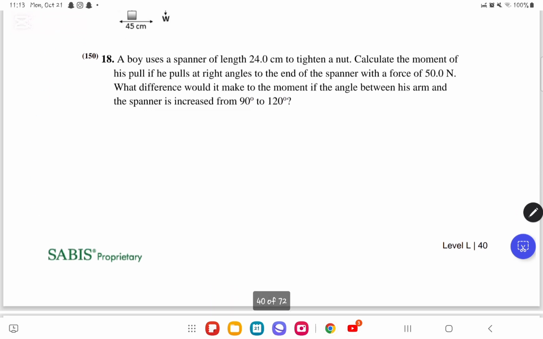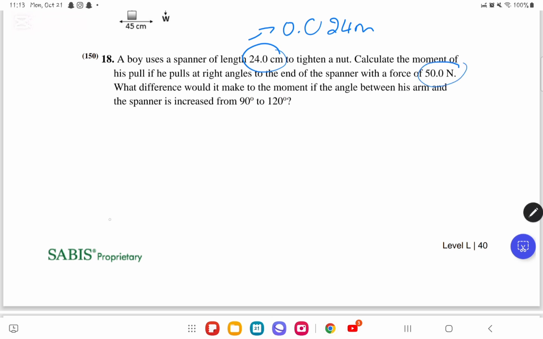A boy uses a spanner of length 24 centimeters. Length, we change it to meters. So 0.024 meters. Calculate the moment of his pull if he pulls at a right angle to the end of the spanner with a force of 50 newtons.